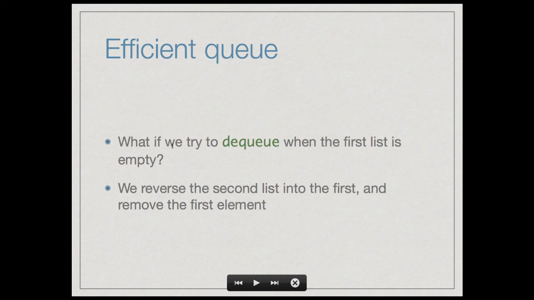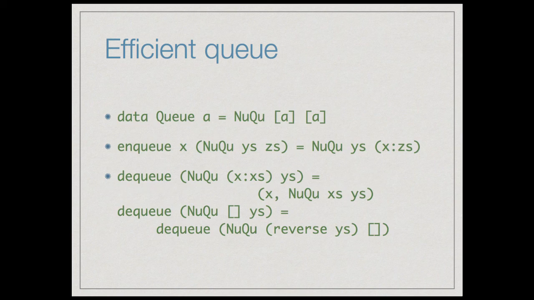Now there is a problem if we try to DQ from a queue where the first list is empty. If the queue itself is empty, then we cannot DQ from it. But if the queue is non-empty, but the first list is empty in our representation, then we need to reverse the second list into the first and remove the first element. This leads us to the following implementation.